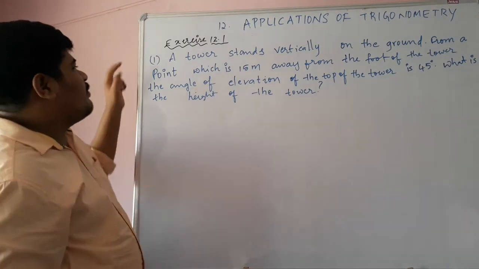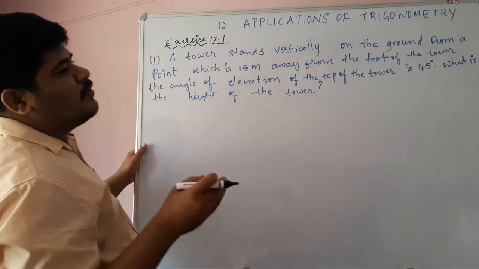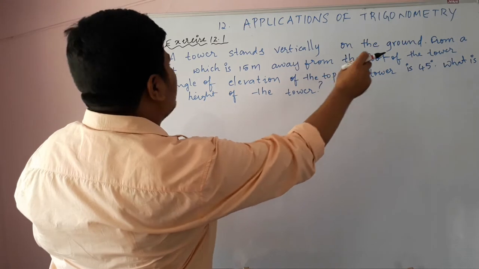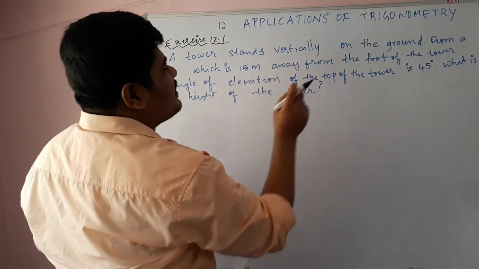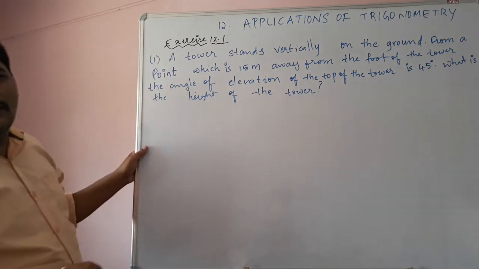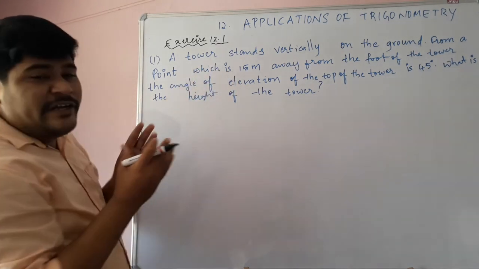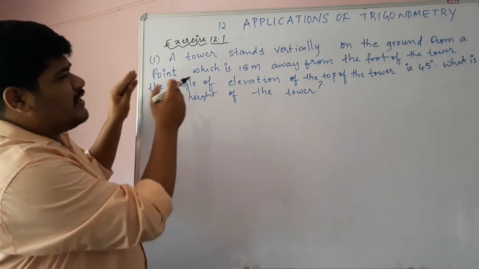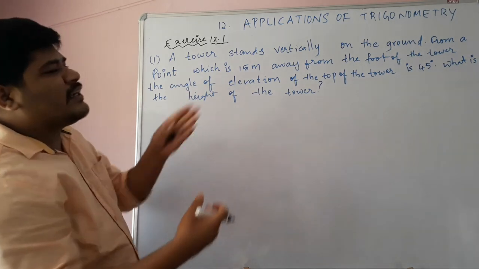Now let's see problem number 1 in exercise 12.1. A tower stands vertically on the ground. From a point which is 15 meters away from the foot of the tower, the angle of elevation of the top of the tower is 45 degrees. What is the height of the tower? This is the question. So students, see what your observation is. According to the problem, we need to draw the diagram. That is the first thing. Immediately after reading the problem, we need to draw the diagram, and from the diagram we find whatever they are asking.